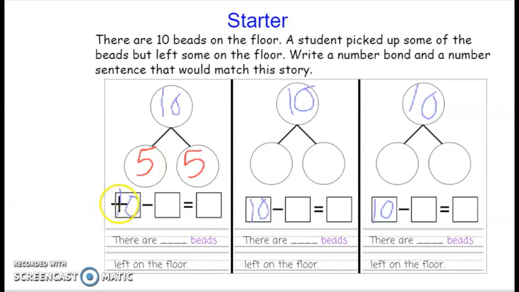Great job, my friend. So now let's go ahead and fill in our subtraction number sentence. If we started out with 10 beads and then a student picked up 5 of the beads, how many are left? You can just look at the other part to help you in our number bond. Great job. It's 5. So if we had a student who picked up 5 and we started out with 10, then we have 5 beads left on the floor. Great job, my friends. Go ahead and tell a friend or family member about another way that you know how to make 10.